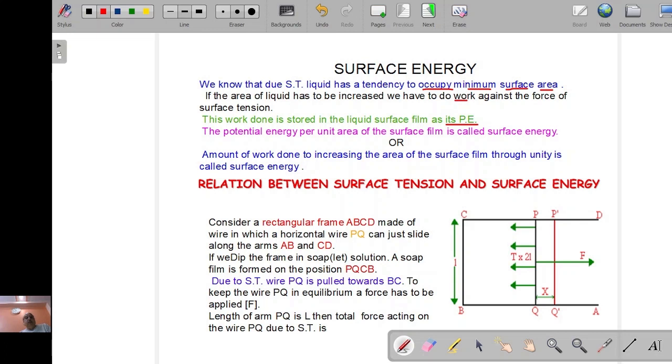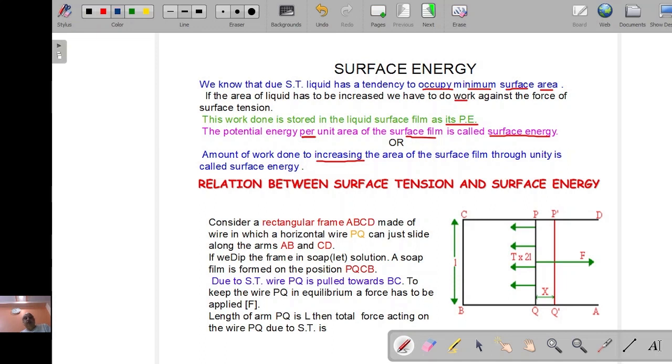The potential energy per unit area of the surface film is called surface energy, or we may define surface energy as the amount of work done to increase the area of the surface film through a unit area.